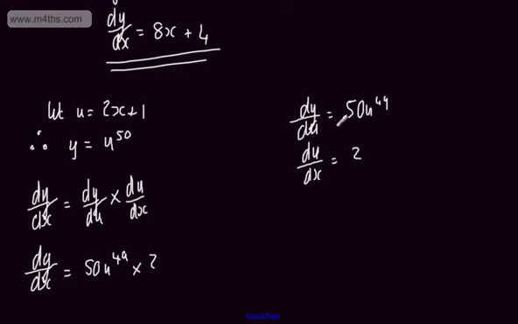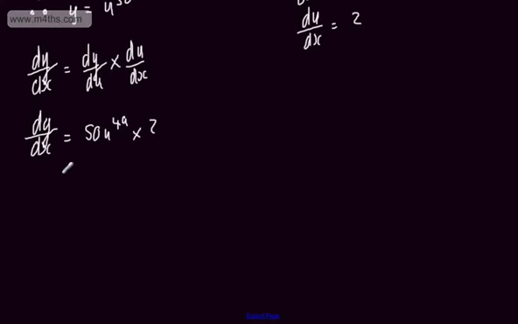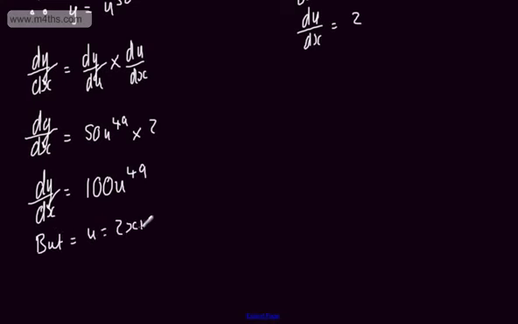I'm going to multiply these and then substitute back in. So what we end up with then is dy by dx. So we've got now the derivative of y with respect to x. So we're back to our original function, y in terms of x. And that's going to give me now 100 u to the power 49. We can say, but u is equal to 2x plus 1. So all I'm going to do is simply sub that in. So what we've got now is dy by dx will be equal to 100, and then we'll have the quantity 2x plus 1 to the power of 49.